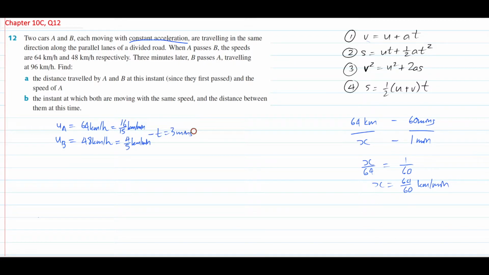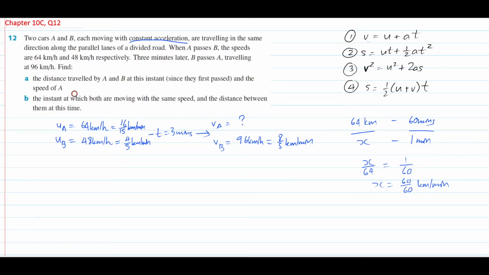We travel for 3 minutes, and then 3 minutes later, B passes A. So car B started off slower, 48 compared to 64. And then B is going to pass A, traveling at 96. So the velocity of B at the end, the final velocity, is 96 km per hour. Once again, we're going to convert it into kilometers per minute, and what you should get is 8 over 5 km per minute. Okay, we don't know what the velocity of A is. That's a question mark. We're going to have to solve it in part A.